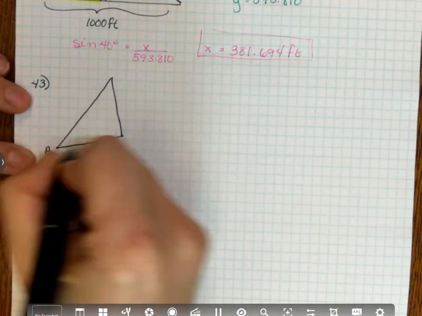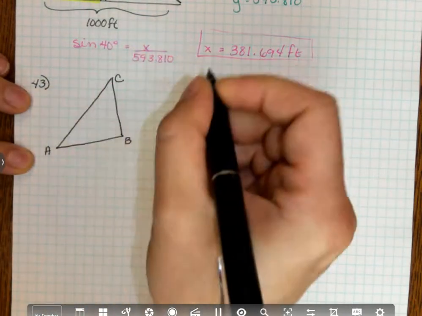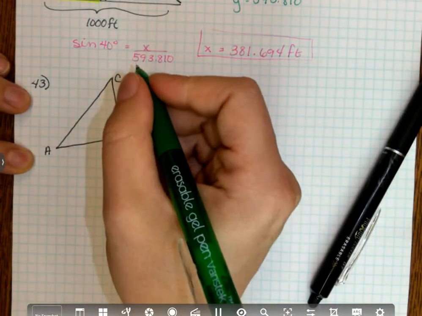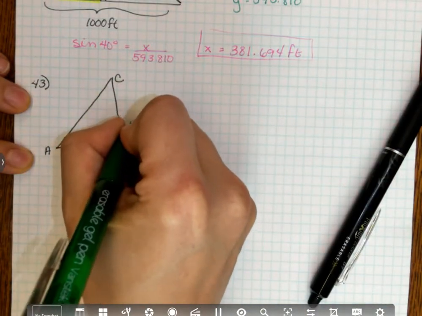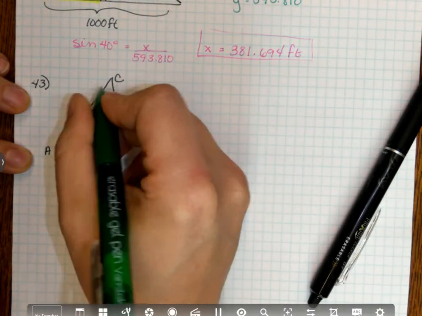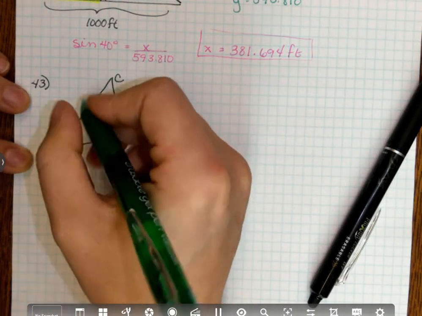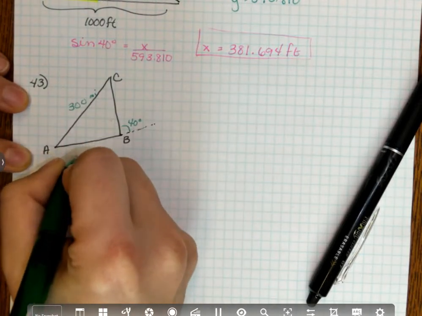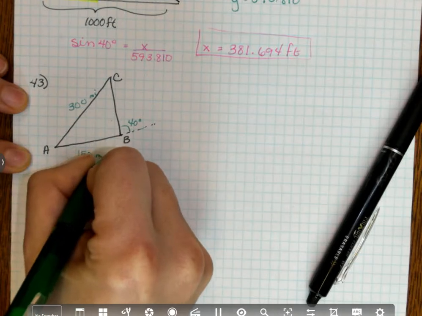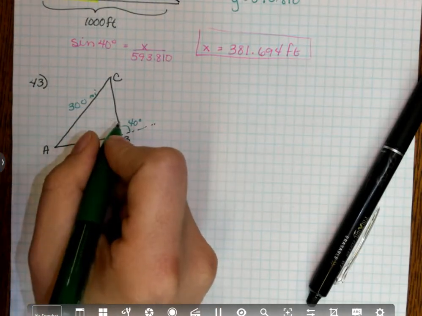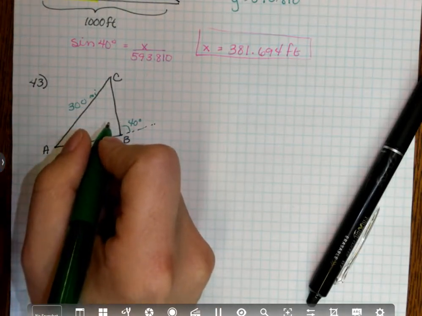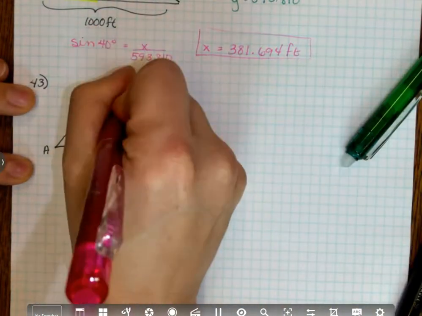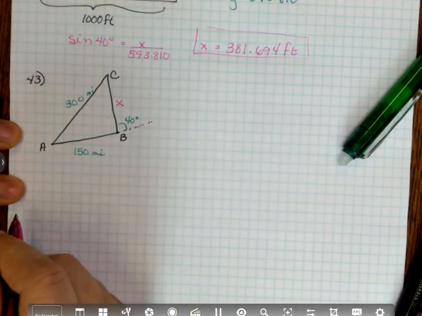That's okay. So I'm just going to do A, B, C. And we have this angle coming off the side here of 40 degrees. This length here is 300 miles. And then this down here is 150 miles. So what we're trying to do here is find the distance from B to C. So I'm looking for this, and that's going to be my first piece.